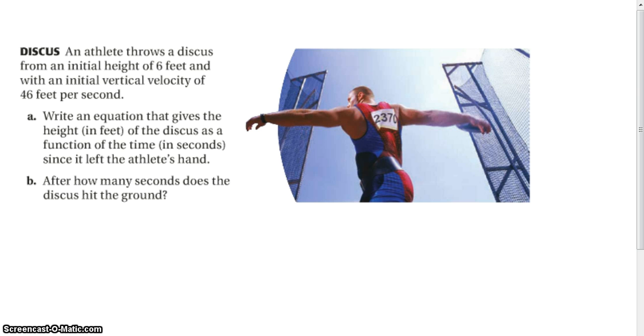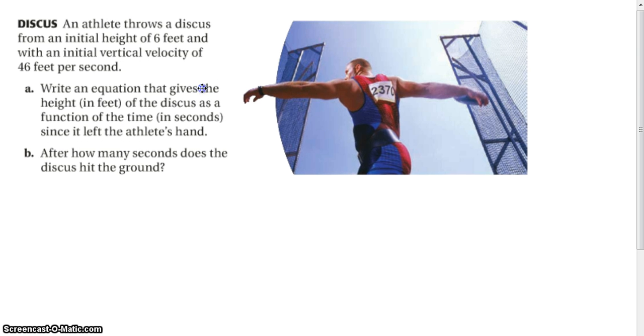Parabola. Can you say that? Parabola. Okay, this is on page 595. I must be ahead a section. So the athlete throws it from an initial height of 6 feet. That's where it's released, 6 feet off the ground, with an initial vertical velocity of 46 feet per second. So write an equation that gives the height of the discus as a function of the time, t in seconds, since it left the athlete's hand. And after how many seconds does it hit the ground?